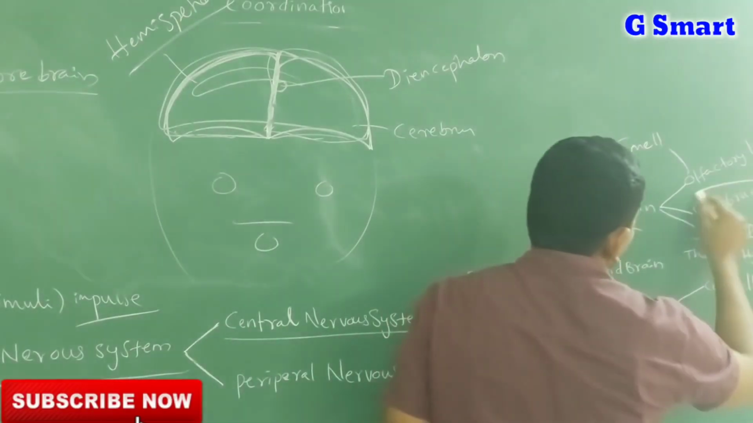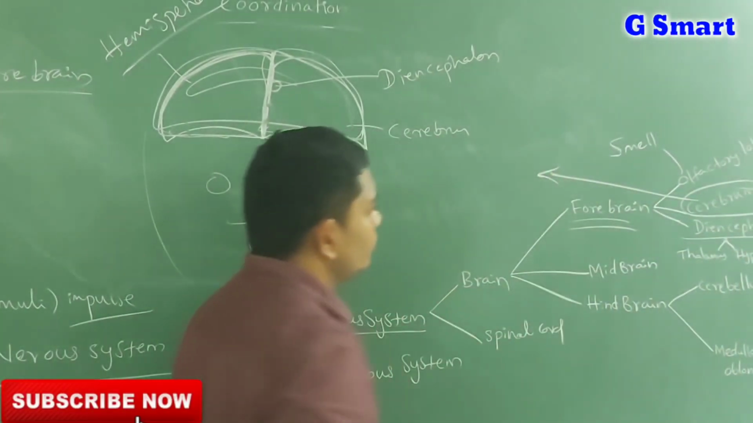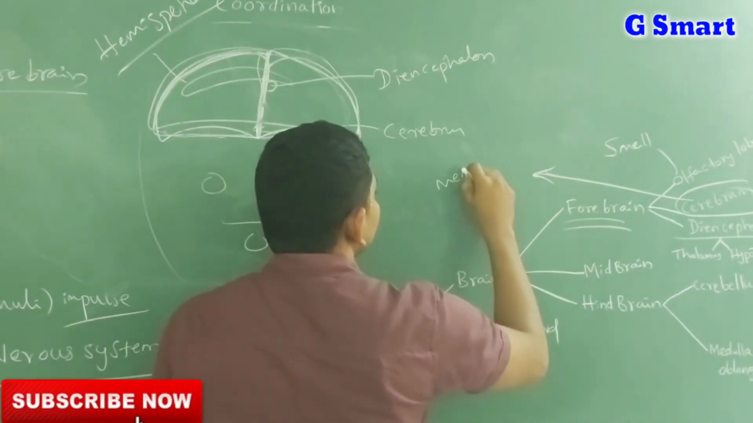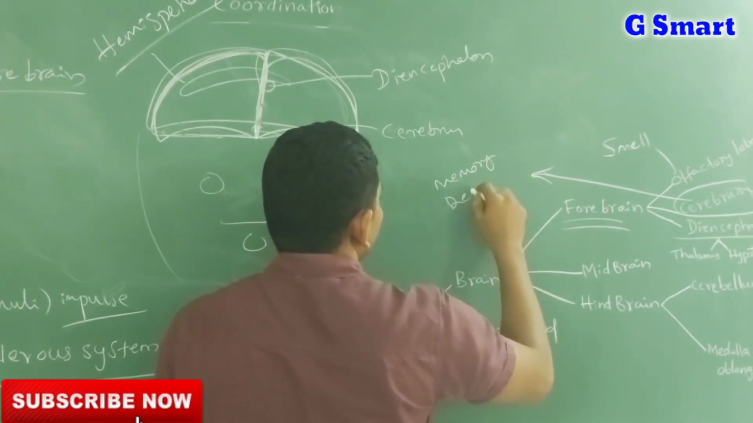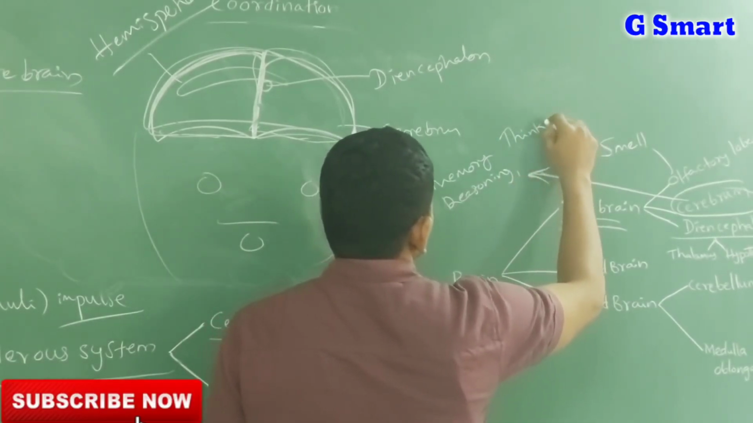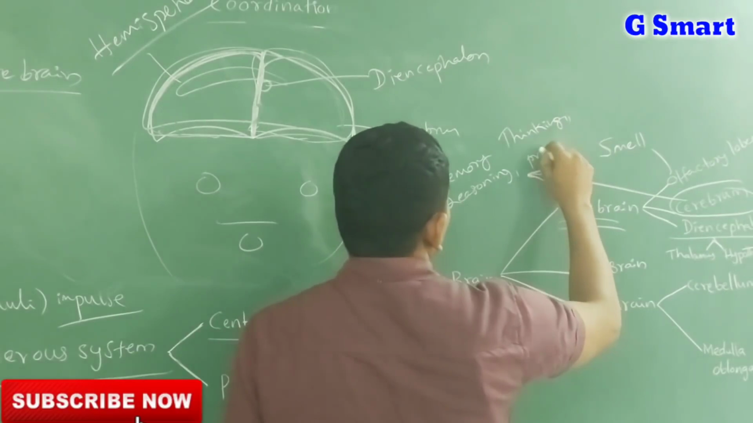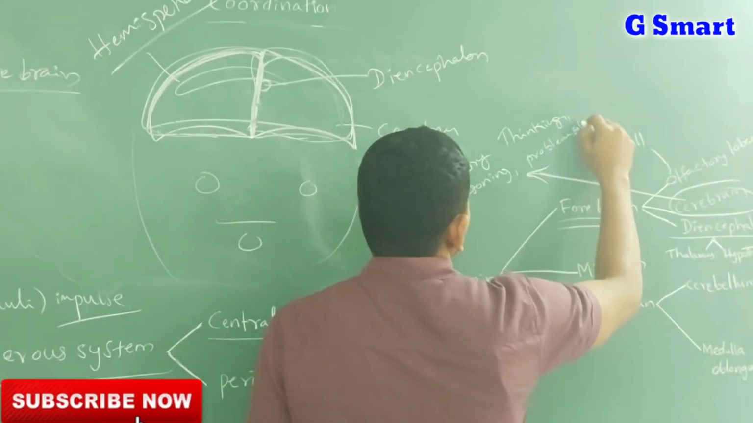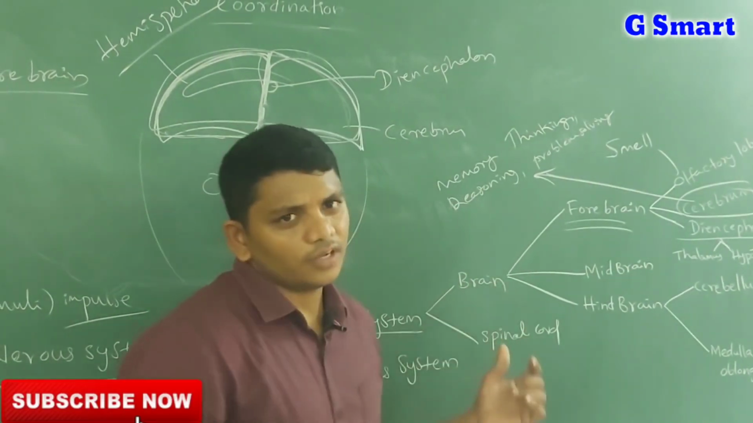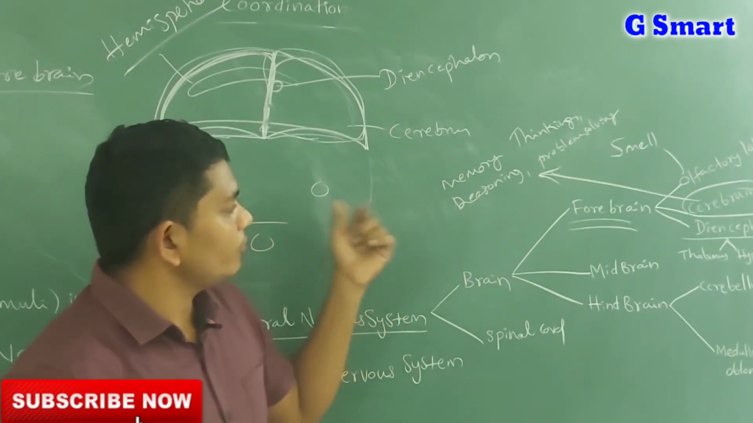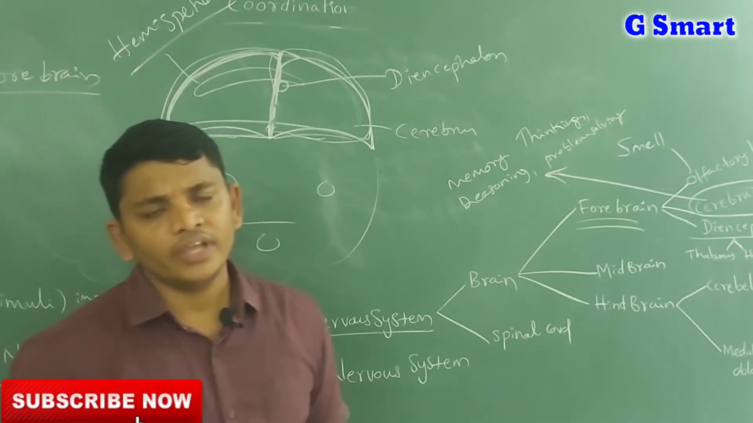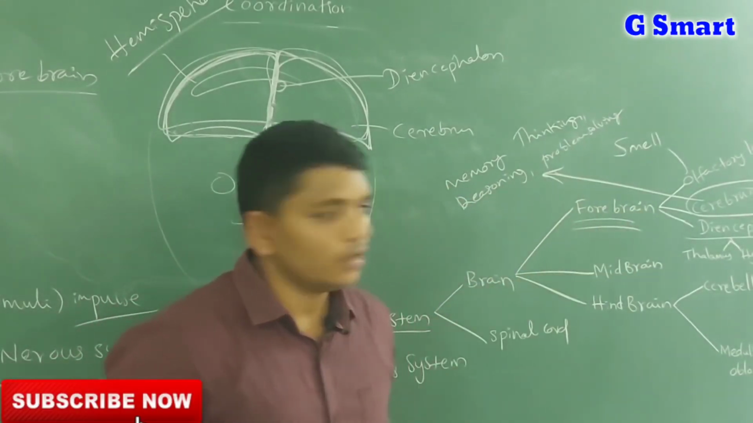And the cerebrum. This is a very, very important part of the forebrain, and it is responsible for memory, reasoning, thinking, and problem solving. So many works are done here. Memory, thinking, reasoning, and problem solving all happen in the cerebrum.